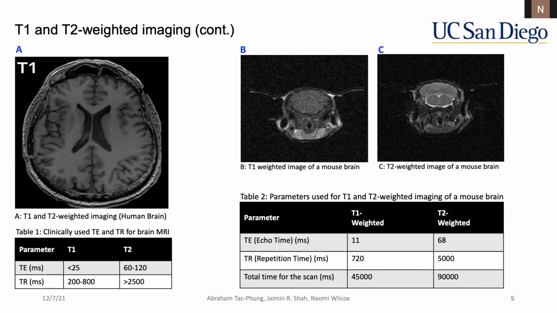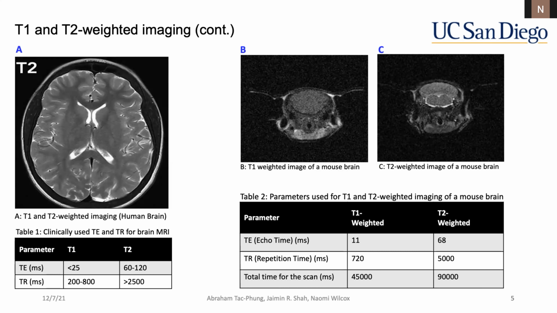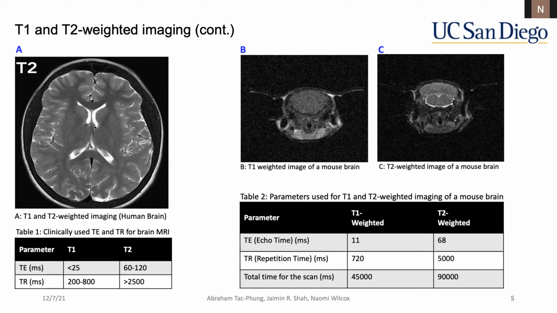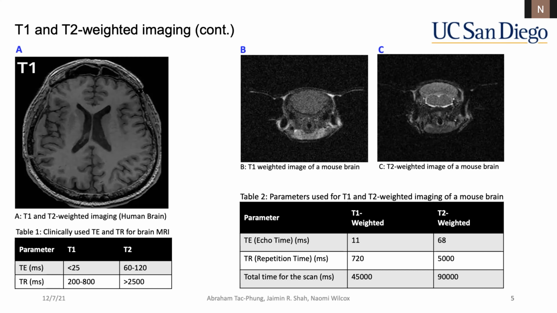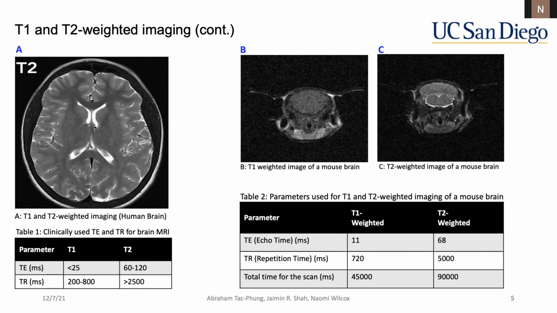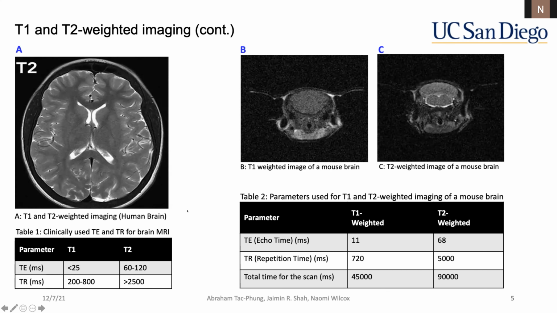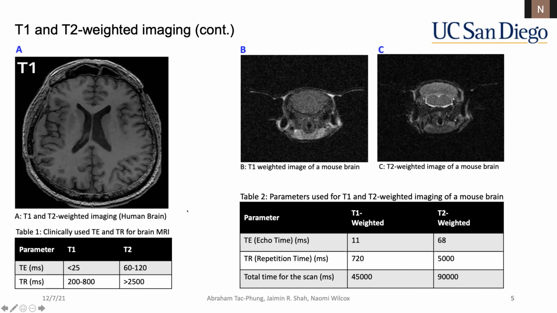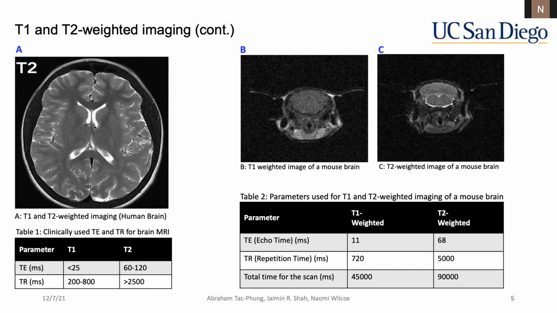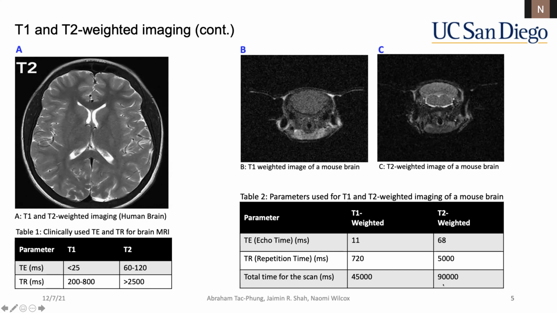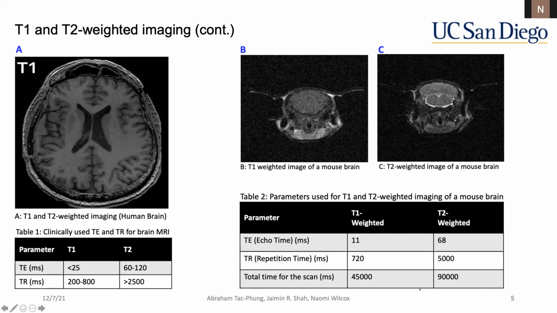And on the right, these are images from, I believe, the Morris Cancer Center, the laboratory I mentioned before. It's an image of a mouse brain. Below are the parameters we used for the T1 and T2 weighted images. As you can see, the total time for the T1 weighted image is around 45 seconds, versus a little bit longer, around double, around 9 seconds for the T2 weighted image.